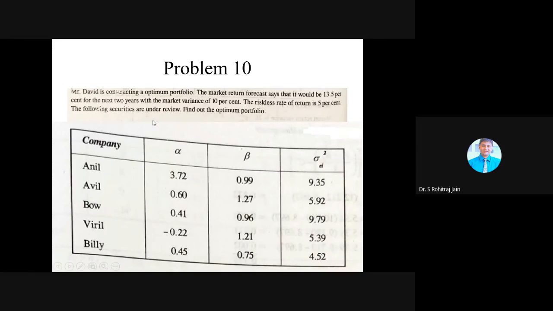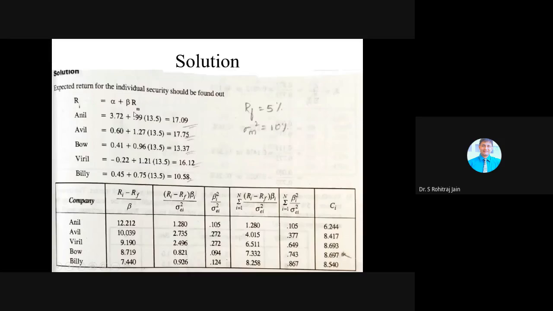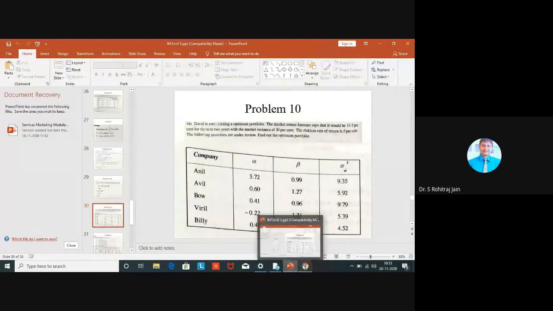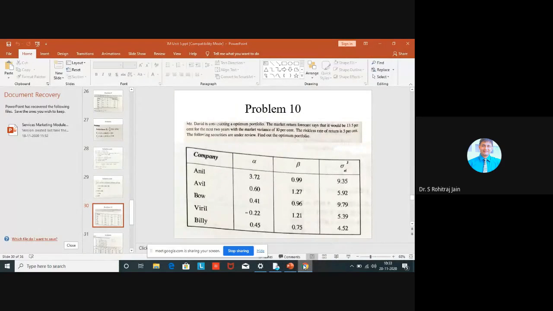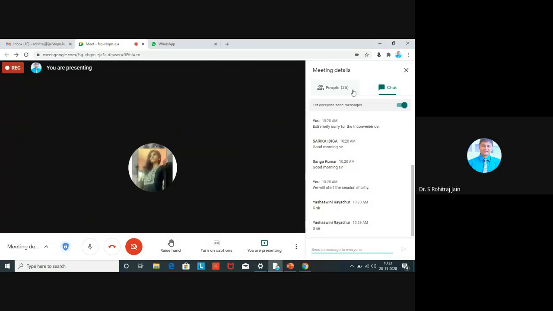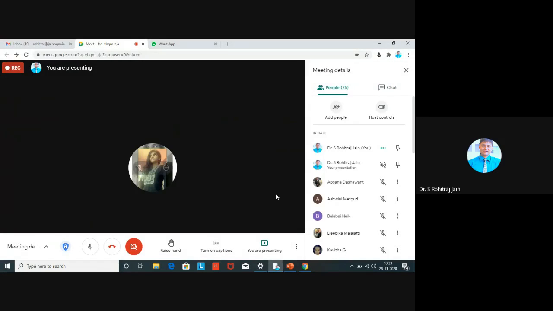Clear? Now, what all parameters they have given, can anyone list here in this part, only in these 3 lines? You don't tell me about the table here, alpha, beta, and sigma A square. You don't tell me this. But what they have given me in these 3 lines, can anyone tell me? Explain me. Yes.